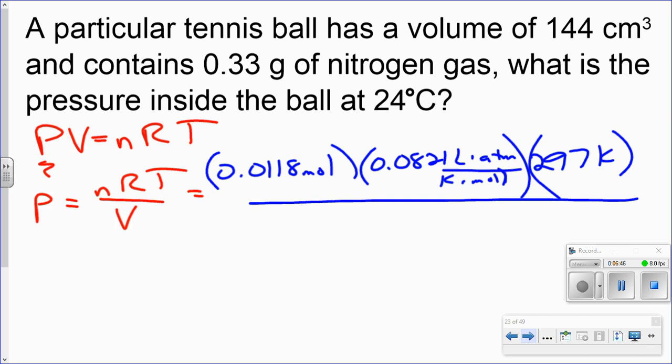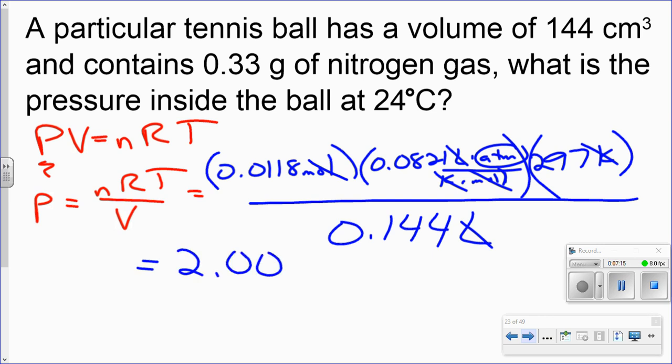Well, since that's milliliters, and there's 144, we need to change that to liters to match this. So moles cancel and Kelvin cancels, leaving us with the pressure in atmospheres, and life is good because that's what they're asking us for, a pressure. So 0.0118 times 0.0821 times 297, divided by 0.144, we end up with a pressure of about 1.99 or about 2.00. I think we're okay with either answer. ATM, done. Okay, so that's PIV-NERT.